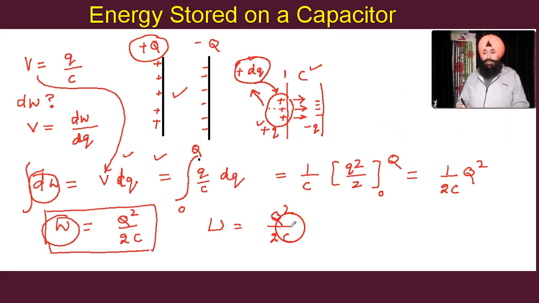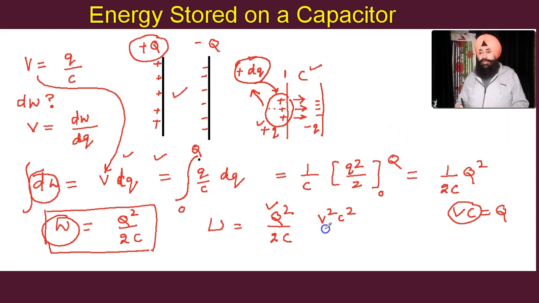Now there are two other expressions for the energy stored in the capacitor, because we have the relation Vc equals Q. Substituting this Vc here, we get V square C square upon 2C. So C and C cancel. So this is another relation, 1 by 2 V square C. This is the relation between V and C. Now we are interested in a relation between V and Q.